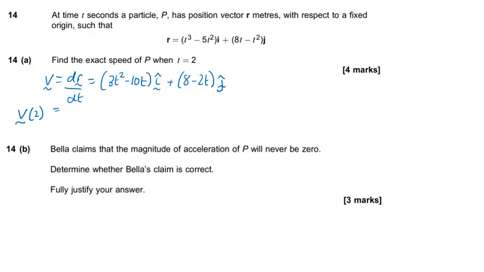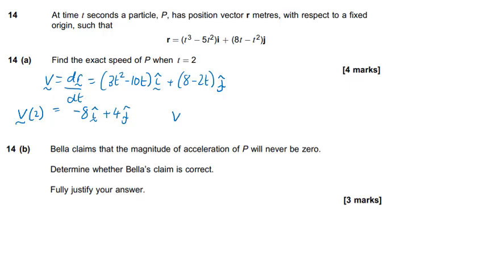So we've got 3 times t squared, which is 12, minus 20. So 12 minus 20 is minus 8, so we get minus 8i. And then substituting into the other component, I get 4j. So we're almost there. We've got the velocity when t equals 2.